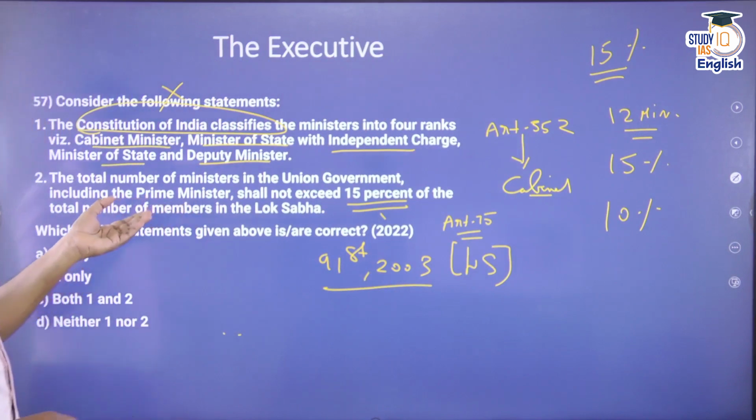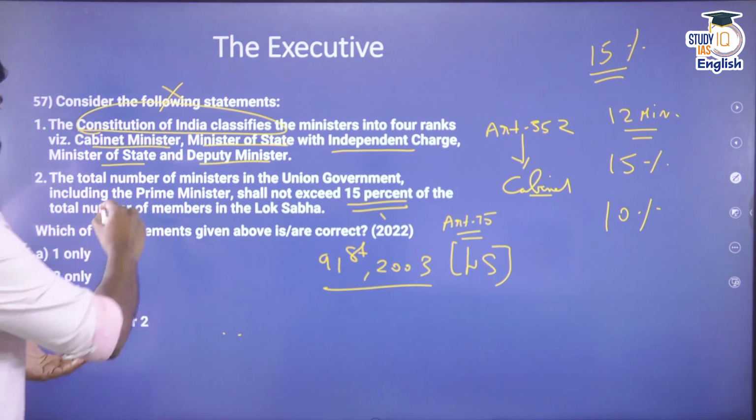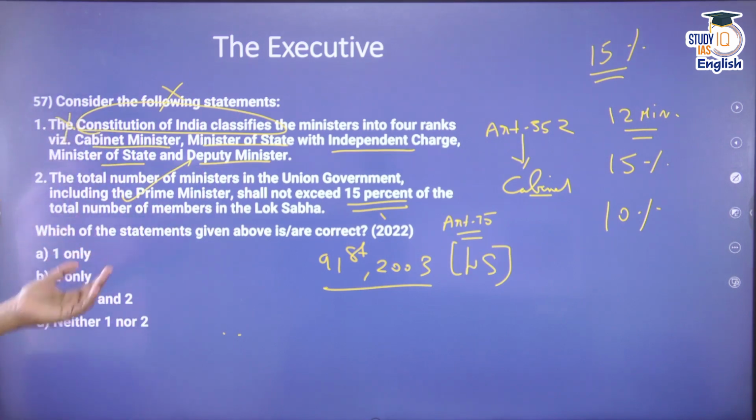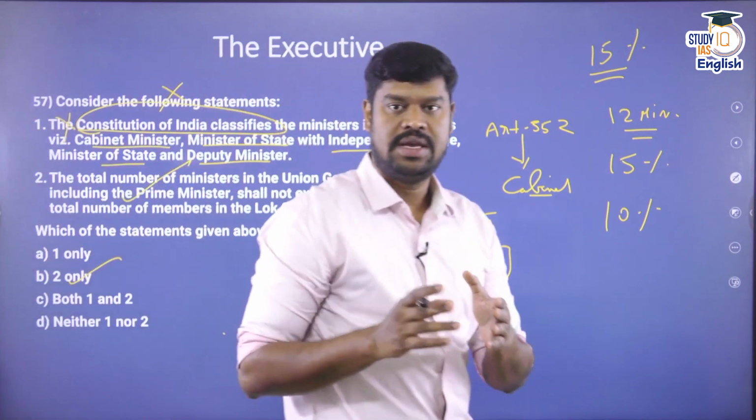So with this information, come to this statement. The total number of ministers in the union government, including the Prime Minister, shall not exceed 15% of the total number of members in the Lok Sabha. This is very much true. So this particular statement is true, while statement number 1 is wrong. Which of the statements given above is correct? So the right answer would be option B. Option B is the right answer.